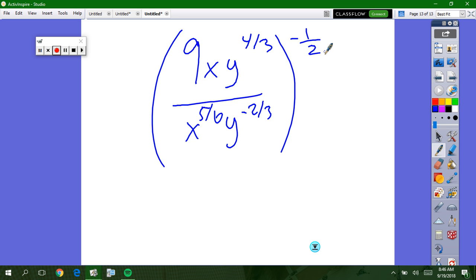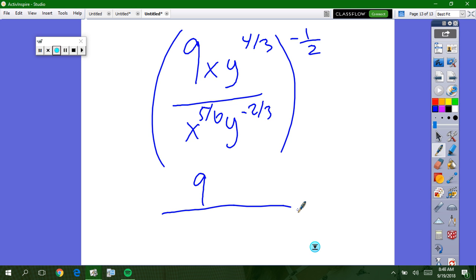Can we simplify stuff within the parentheses first? We can, because notice, see how we have multiple x's, multiple y's? Does everybody understand what I'm saying by that? So I'm going to go with that stuff first. Is there any other numbers besides 9? There isn't, so I'm just going to keep him on top. Okay. I have x on top, x to the 5/6 on bottom.